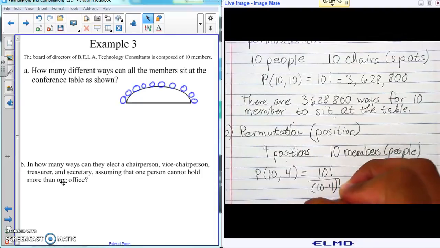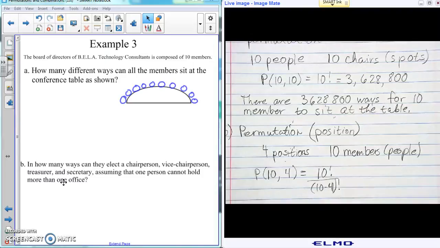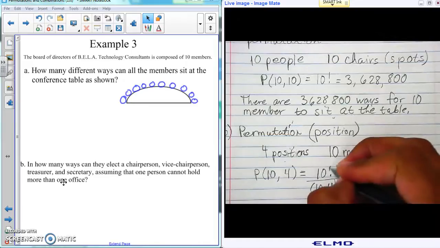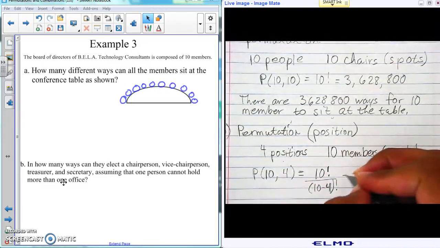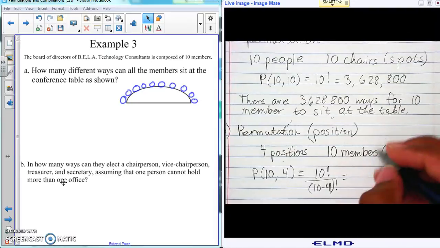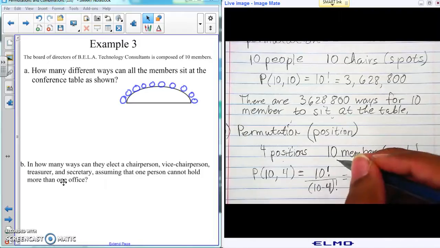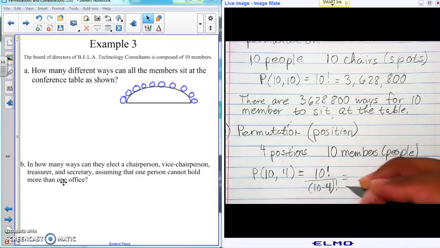Now, whenever we deal with our work here, I want to see that you set that up. After that, you can put it in a calculator and get an answer, but that's what we're going to do. I'm not going to show you how to work that out by hand because we don't have time for that. So you can put that in the calculator. You can do the alpha y equals and then do 10 factorial over 10 minus 4 factorial.